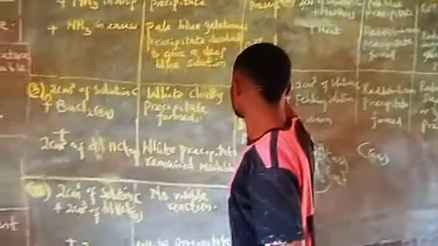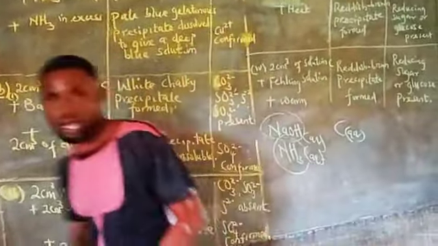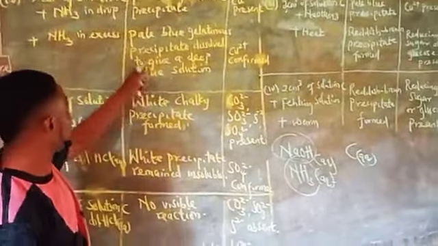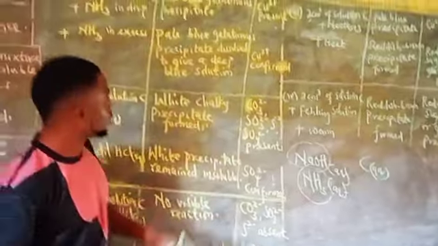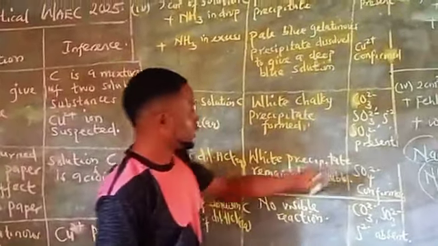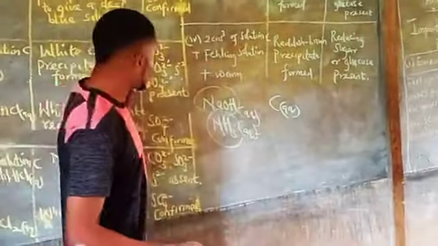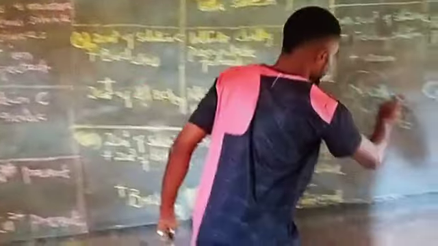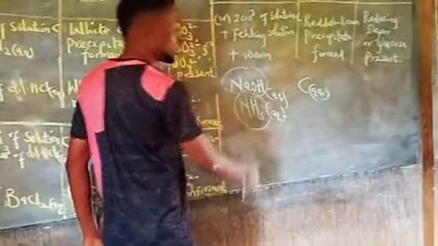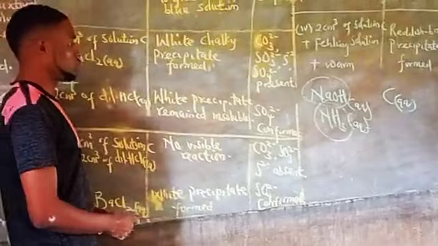Now, Cu2+ is confirmed. That is how you can confirm the copper ion. You understand what I'm saying now? So that is how to test copper sulfate using 2 reagents, sodium hydroxide and aqueous ammonia.